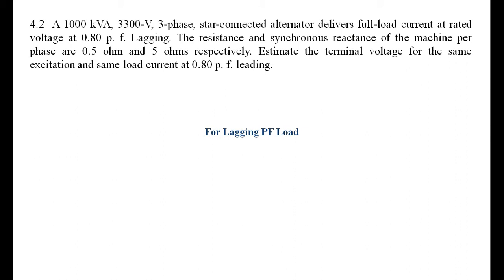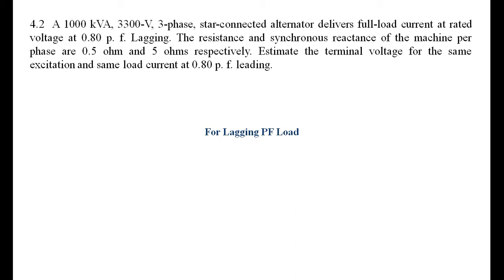That is, in the second case, what he is changing is changing from 0.8 lag to 0.8 leading power factor load he is connecting. In that case, what should be the value of the terminal voltage V, so that the generated voltage remains same because he is keeping excitation constant.